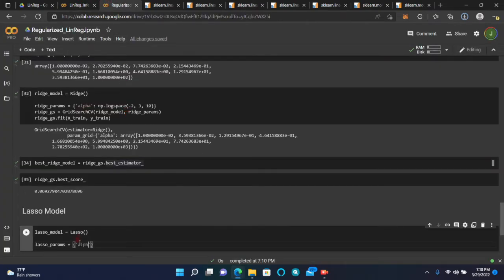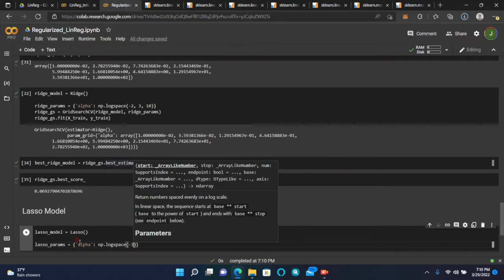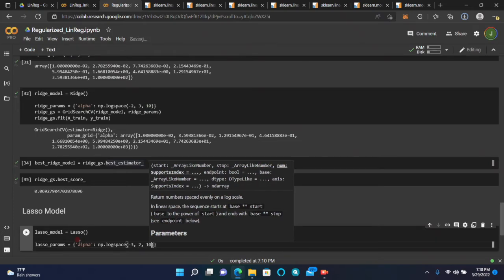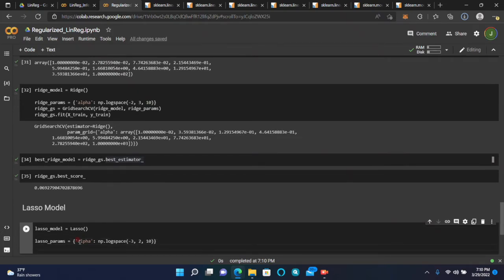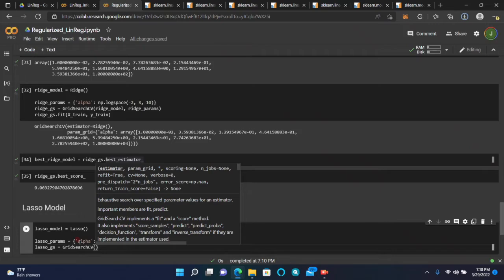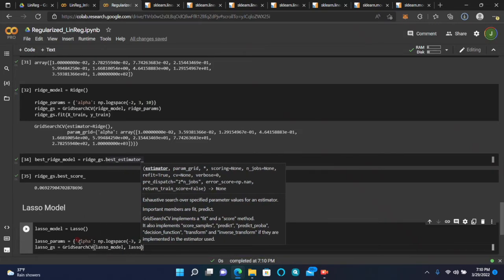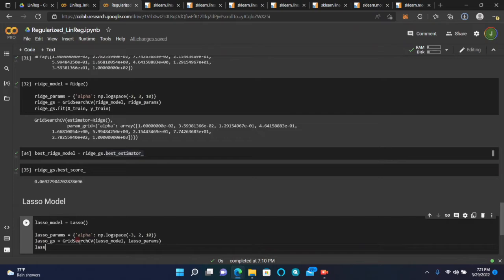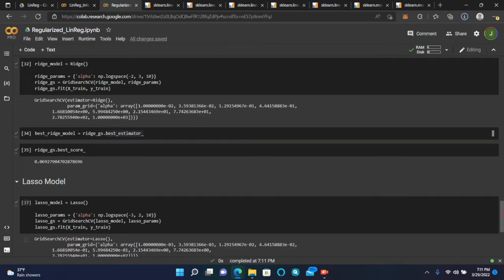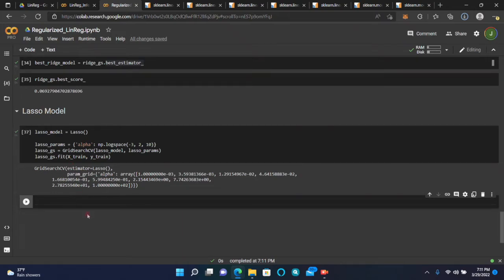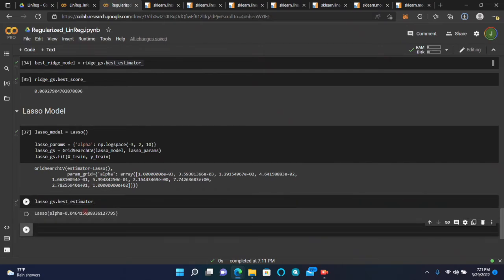We're going to do exactly the same thing as we did before. So there's alpha. We're going to do np.logspace, and we'll do -3 to 2 and 10 of them, just as we did before. Now this is the lasso grid search. And go ahead and fit the grid search to the training data. There you go, tells you what it did. We'll pull the best estimator out, see what that looks like.